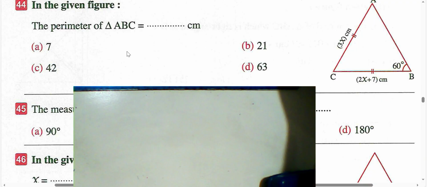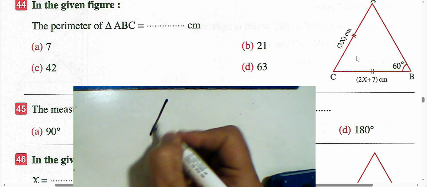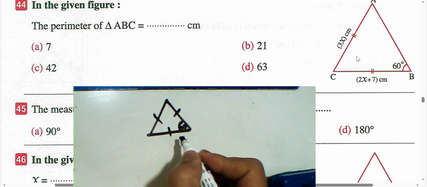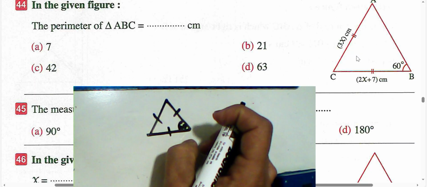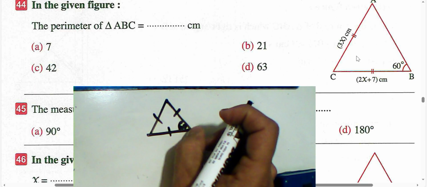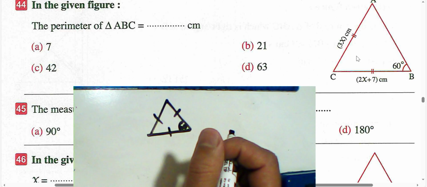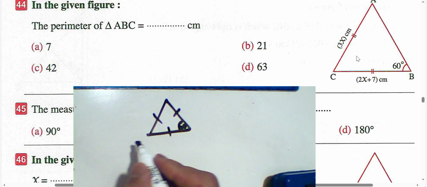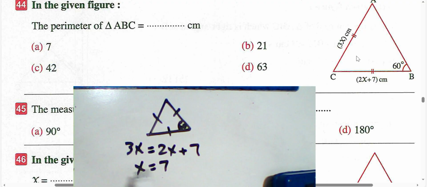Number 44. Find the perimeter of triangle ABC. We have an isosceles triangle, and the base angle is 60, so it will convert from isosceles to equilateral triangle. Any isosceles triangle that has an angle of 60 degrees has all angles equal. It will be 60, and it will be 60. All sides are equal in length and all angles are equal in measure. Then we can find the length of each side by writing 3x equivalent to 2x plus 7. 3x minus 2x equals x. Then x will be 7.